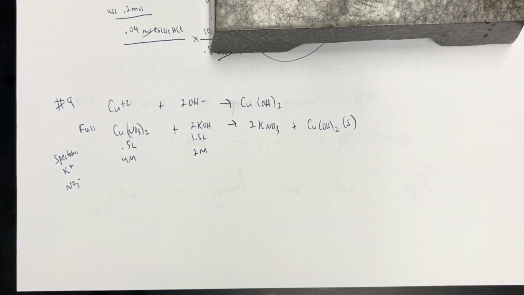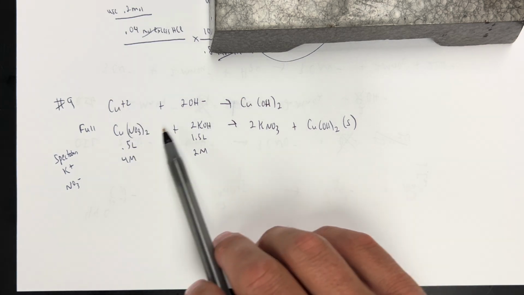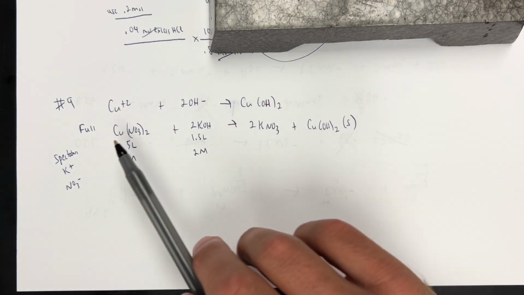Here's number 9, the solution stoichiometry review. I would say probably the most difficult question on there. So it's telling you you're mixing these two solutions together. It does give you the net ionic equation. I did go ahead and write out the full equation, as most of you usually like.